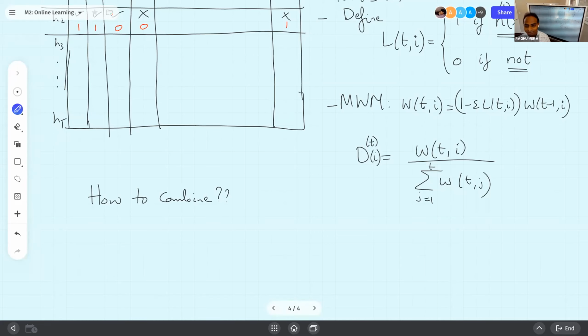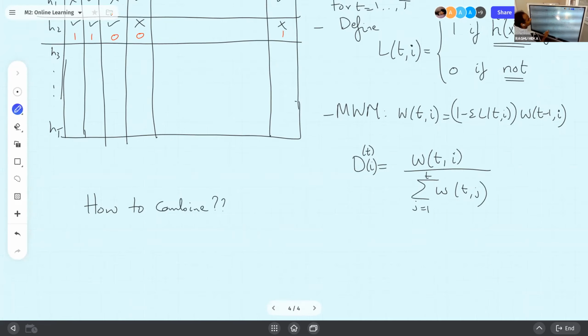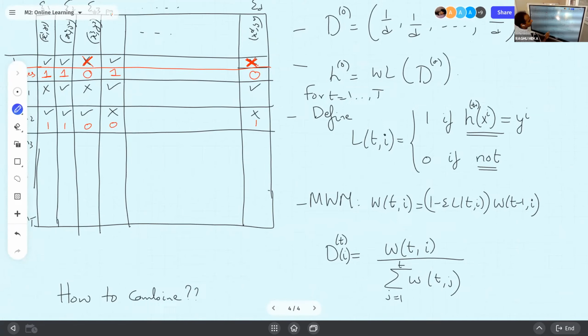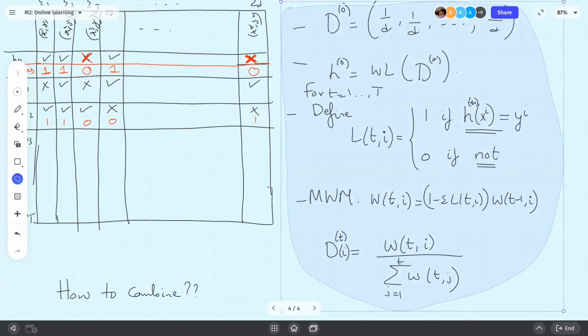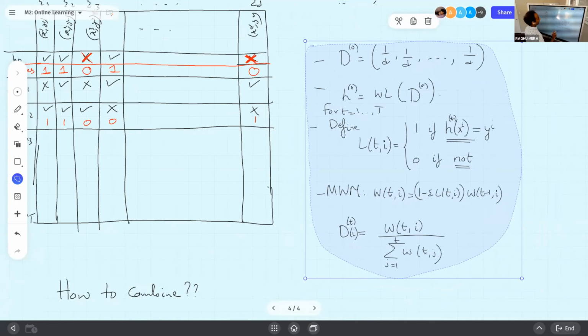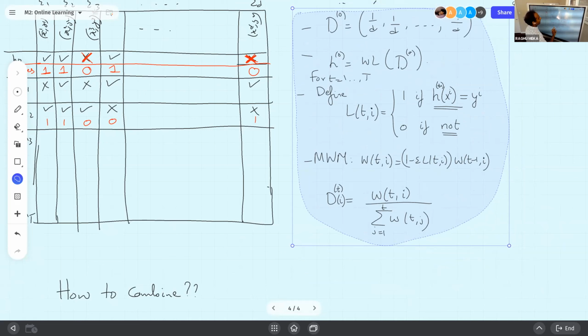Any guesses? What's a natural way to combine the hypotheses? I was thinking weighted sum. Yeah, exactly. It makes sense, right?